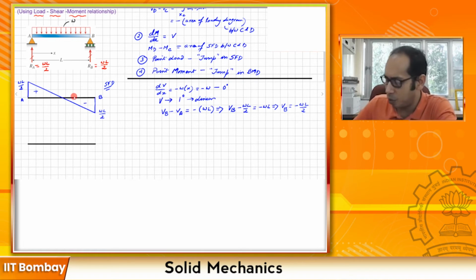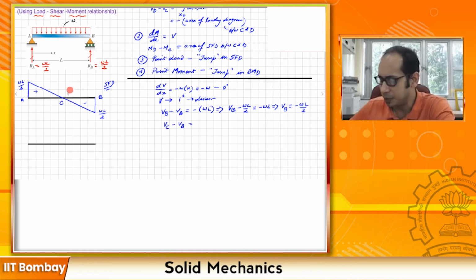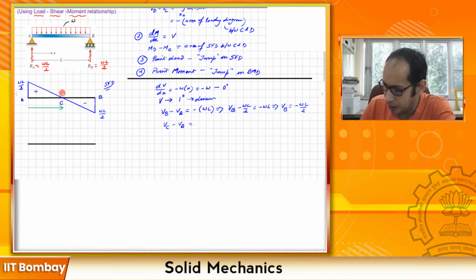So this is my point of 0 shear. Let me go ahead and call this point C for the sake of discussion. So I can write VC minus VA, right? The difference of shear between C and A is going to be the area of the loading diagram between C and the left-hand end A. Now I'm trying to find where this C happens, so let me call that distance XC. So from here to here, let's say this is XC. This is what I'm trying to find. I know intuitively it's L over 2, but let's see if the equations give that or not.